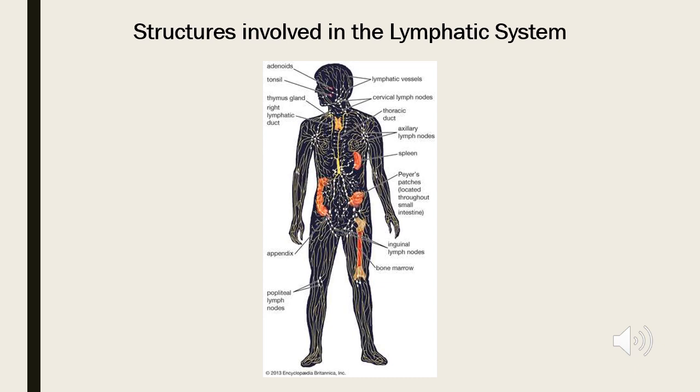Its structure consists of lymphoid organs, which will be explained on the next slide. For example, the lymph nodes, the spleen, the thymus, the red bone marrow, etc.